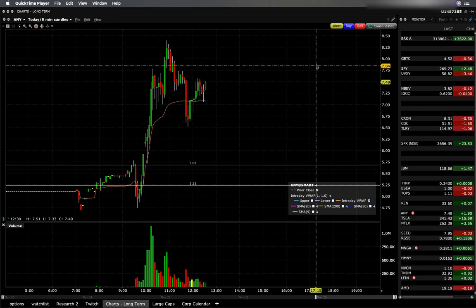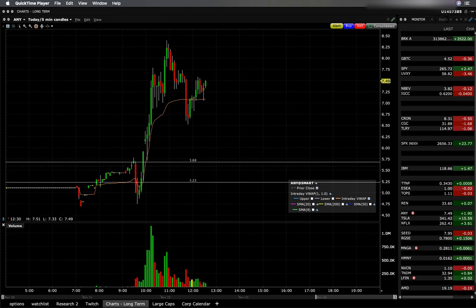So, to understand float rotation, we first have to understand float. Float is the number of shares that are available for trading. Okay, these are freely traded between different investors, traders, whoever. Now, to figure out this number, you have to take the common shares outstanding and subtract owners that are not allowed to freely trade the shares.